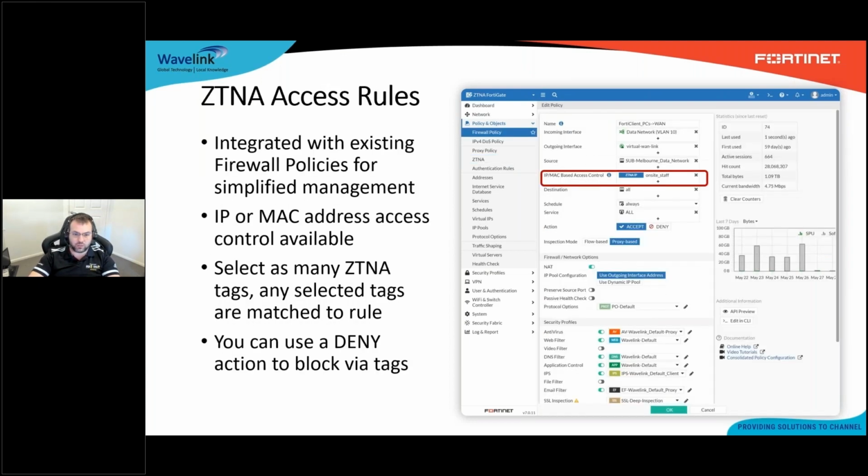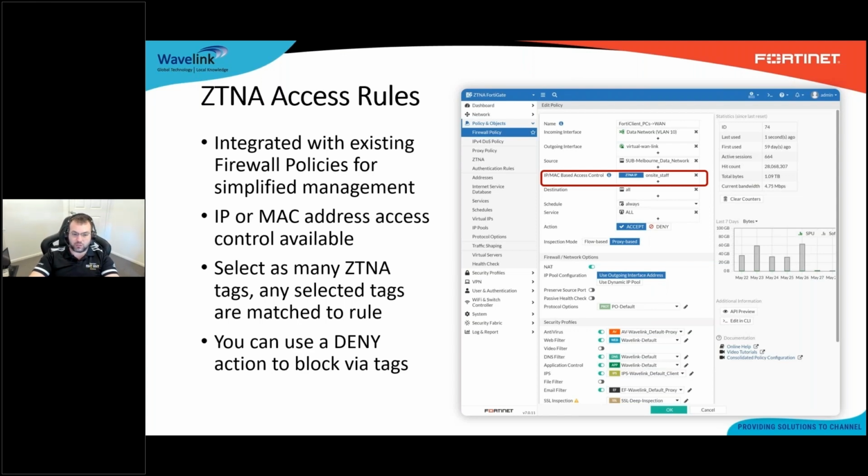So this is the screenshot of the firewall policy that we can create with the ZTNA tag. And you can see that it's integrated with the existing firewall policies for simplified management. And in this box, we can use either the IP or the MAC address, depending on, obviously, your traffic flow. We can select many ZTNA tags. We're not just restricted to one. So this is an all box. We could select, this one says on-site staff, but we could also select, is antivirus running?